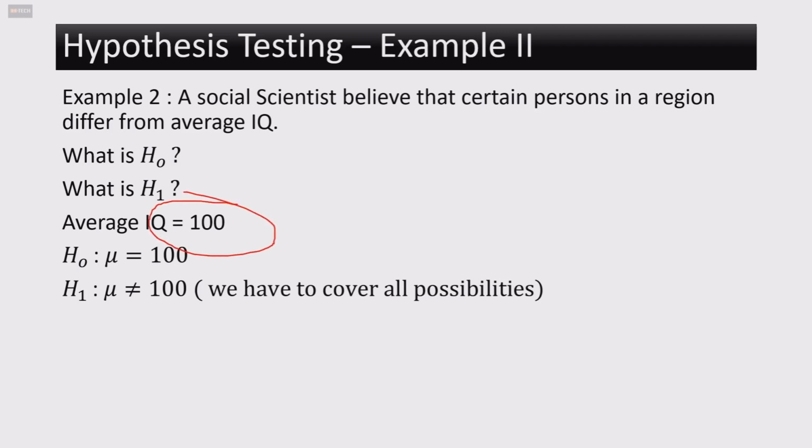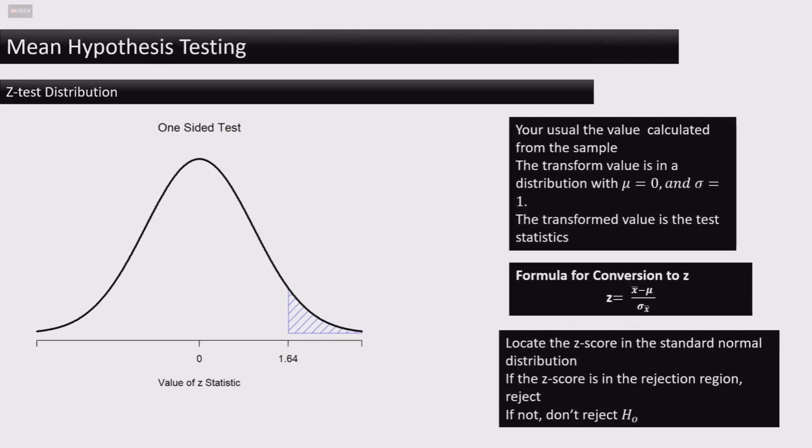Are you seeing? In that last case, it was less than or equal to. In this case, our null hypothesis is that it just equals 100, and our alternative is that it's not equal to 100. All right, let's quickly continue. So how do we do it?